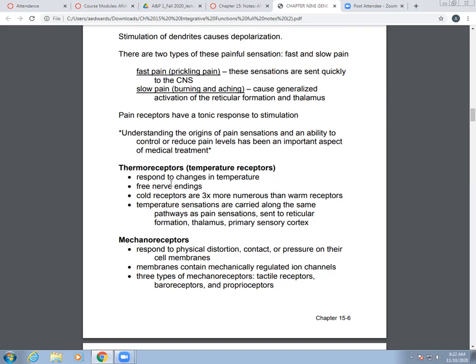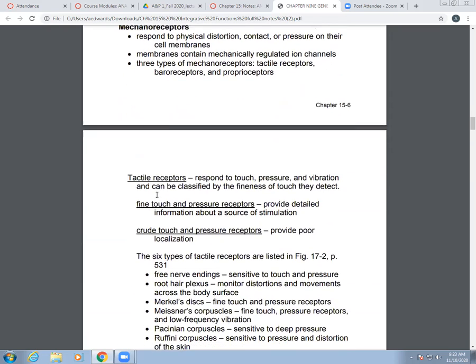The mechanoreceptors will respond to physical distortion, pressure, and contact. So membranes have mechanically gated ion channels. Remember those? All right, so you have 3 different kinds of mechanoreceptors. So they can be tactile receptors, they can be baroreceptors, or proprioceptors.